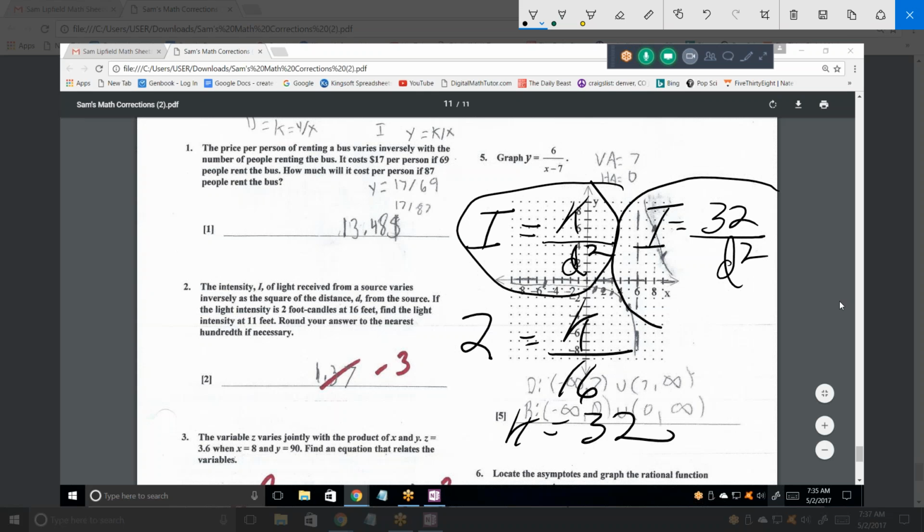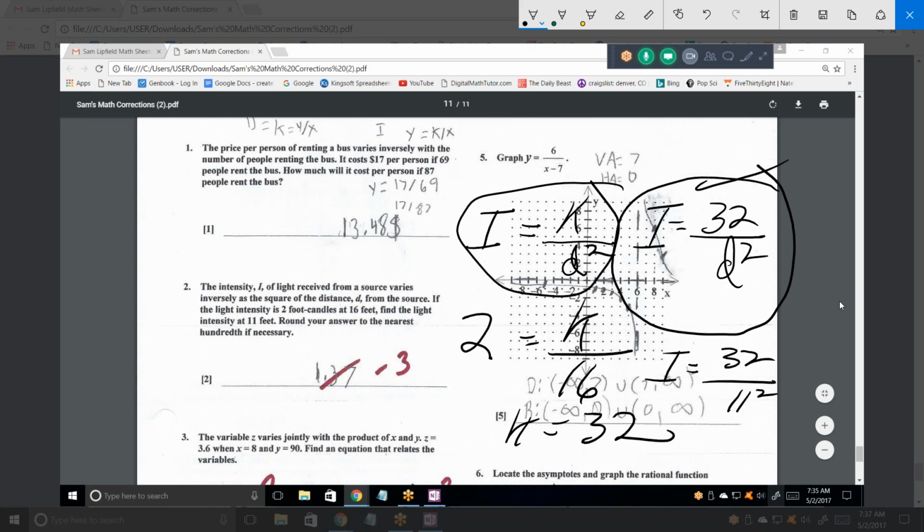So any problem they want to give us, we're going to use that to solve it. For this problem, it says find the light intensity at 11 feet. So what is it? I equals 32 over 11 squared. That's it. Just do the math and that's your answer. Round the answer to the nearest hundredth, 2 decimal places.